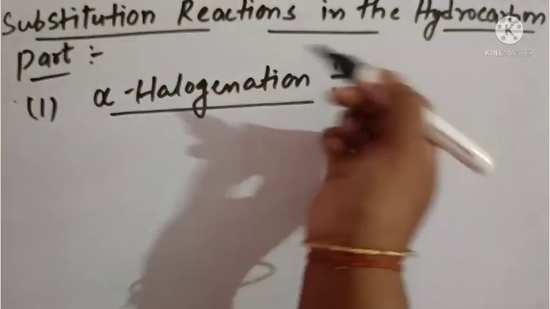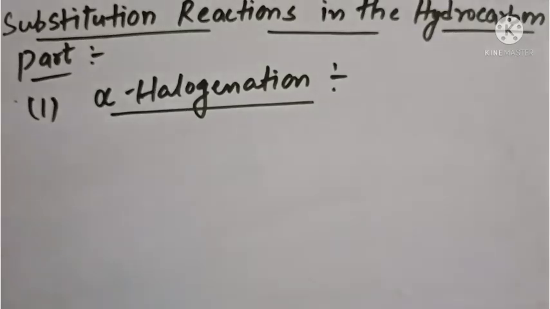So in this reaction, as you can see from the name, it is alpha halogenation. That means when any carboxylic acid which contains an alpha hydrogen atom is treated with chlorine or bromine in the presence of a small amount of red phosphorus, at the alpha position the chlorine or the bromine substitutes the hydrogen and you will get the alpha halocarboxylic acid.